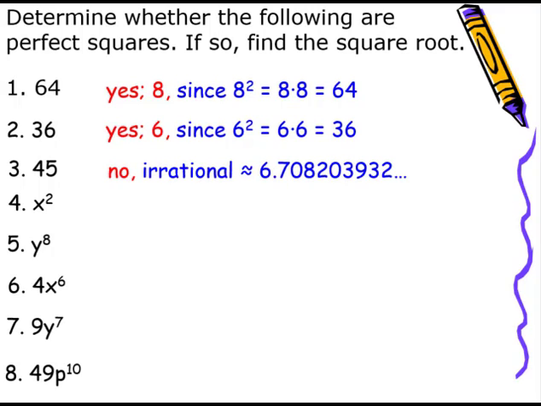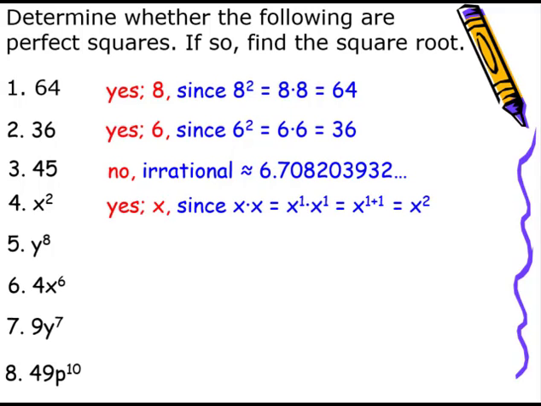45 is not a perfect square. The square root of 45 is an irrational number, approximately 6.7082033932... and so on. These numbers will not repeat or terminate. It's an irrational number.